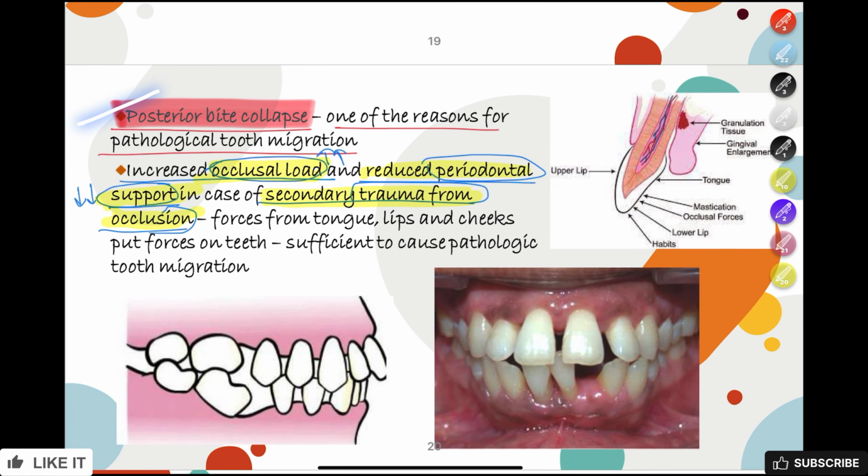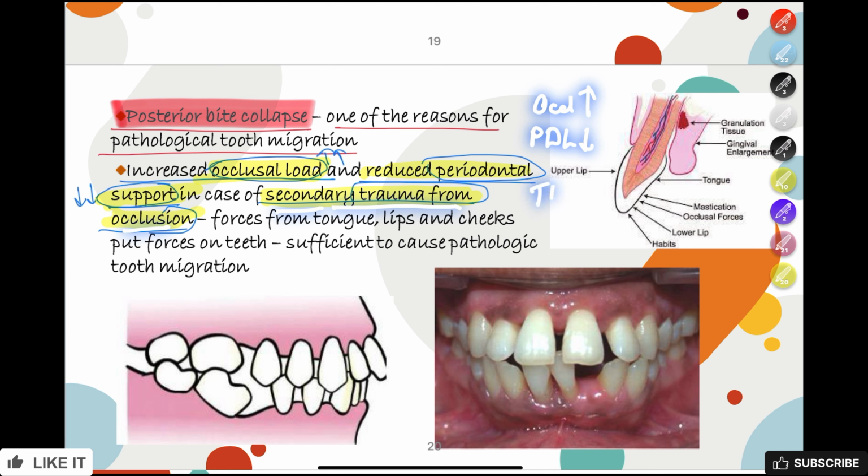Next is the posterior bite collapse. One of the reasons for pathological tooth migration is increased occlusal load and reduced periodontal support in case of secondary trauma from occlusion. There is an increased occlusal load and the PDL is supporting less. So occlusal load has increased but the PDL support is decreased in case of secondary trauma from occlusion.